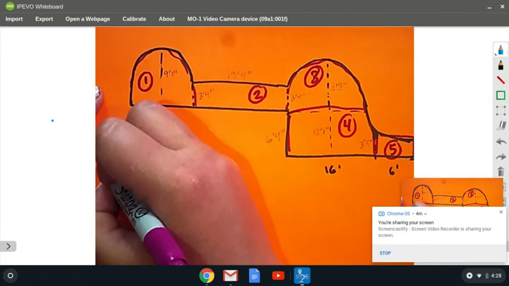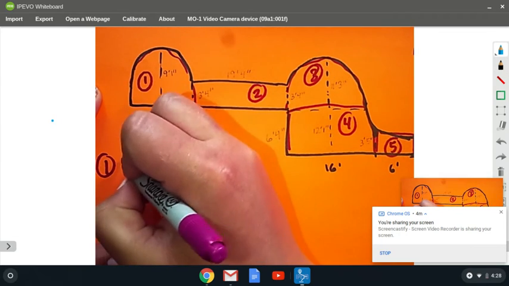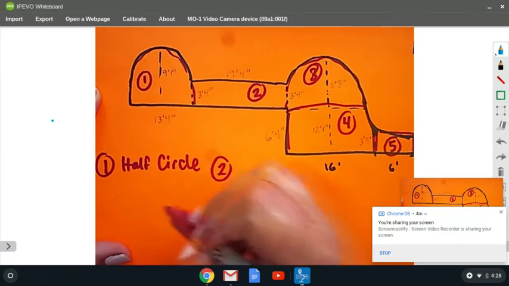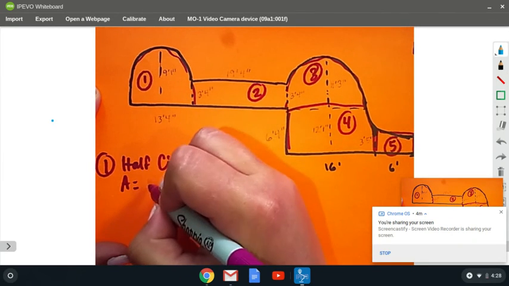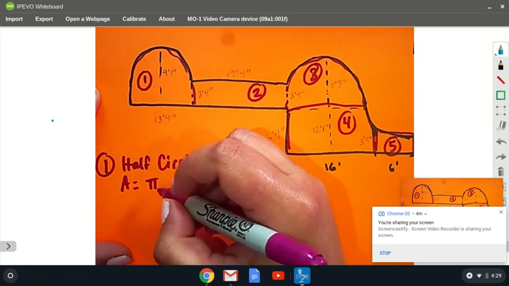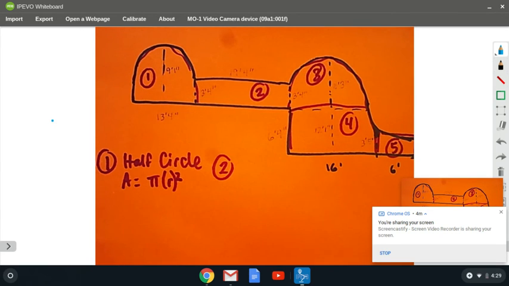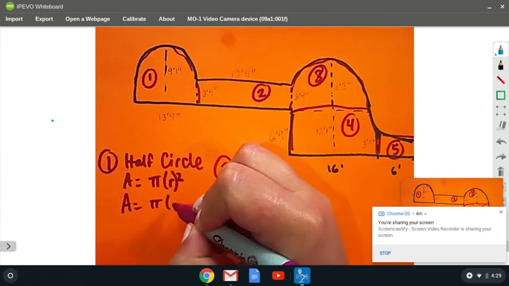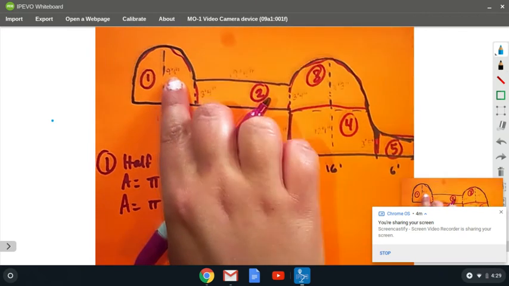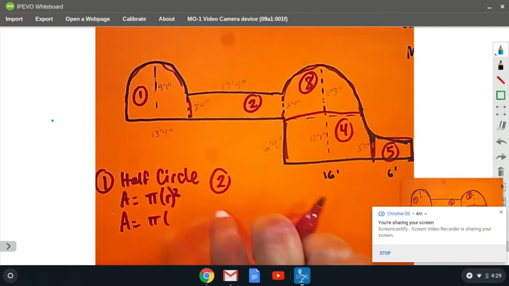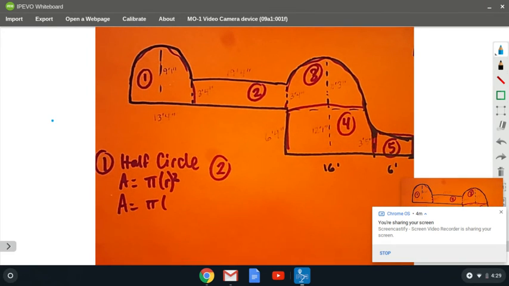Okay, so I'm going to start with shape 1. This is a half circle. I need to find the area of the half circle. The area formula for a circle is pi times r squared, so for a half circle it's half of that. So I'm going to do pi times my radius, which is 9 feet 1 inch. This is where we run into the problem. That's impossible to put in here. We'd have to use decimals. That's just annoying. So what we're going to first do is convert all of this just to inches. We don't want to deal with any feet.